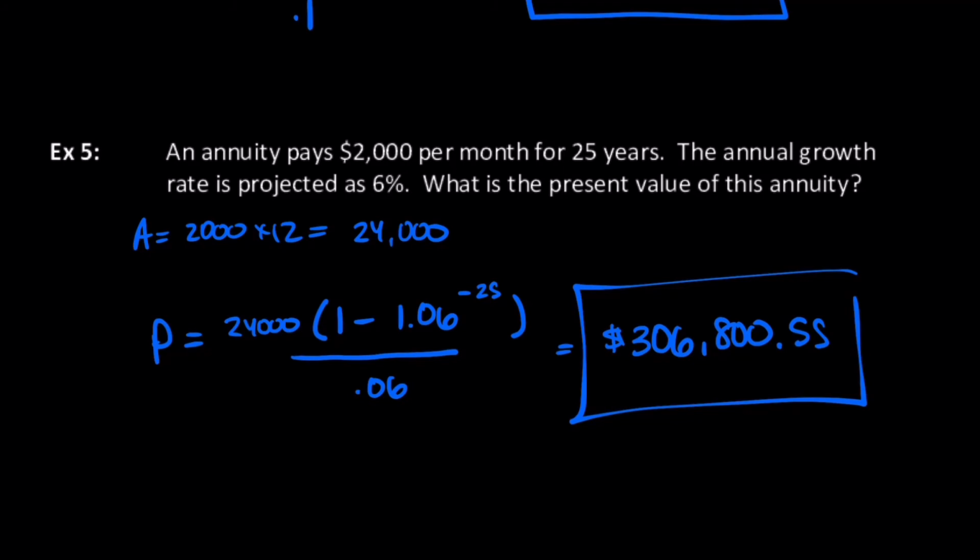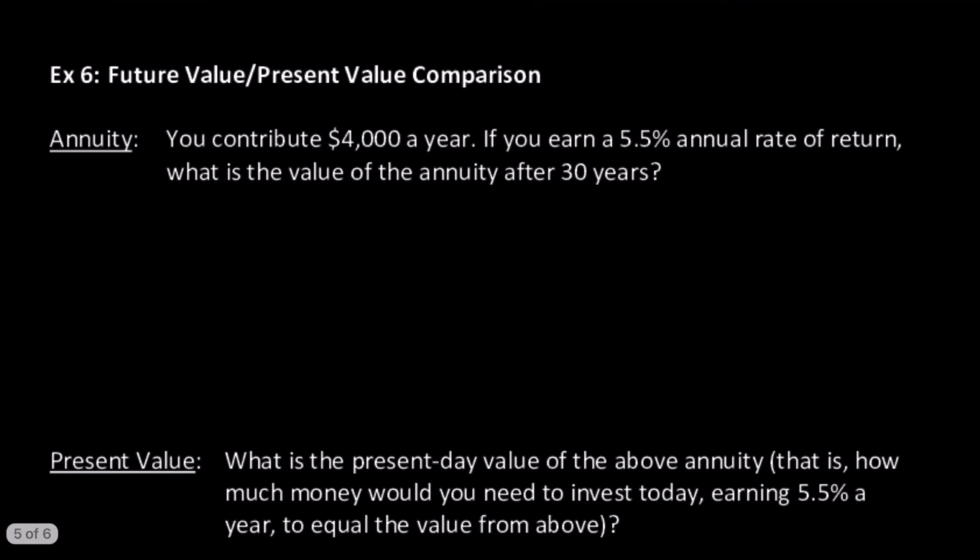Okay, well, let's kind of tie this all together. All right, future value, present value comparison. All right, and then we're going to do kind of a fun example at the end. Annuity, you contribute $4,000 a year. If you earn 5.5% annual rate of return, what is the value of the annuity after 30 years? So how much are you going to have in the bank after 30 years? You put in $4,000 every year, you get 5.5% on that.